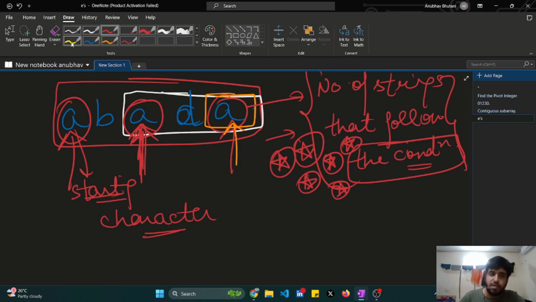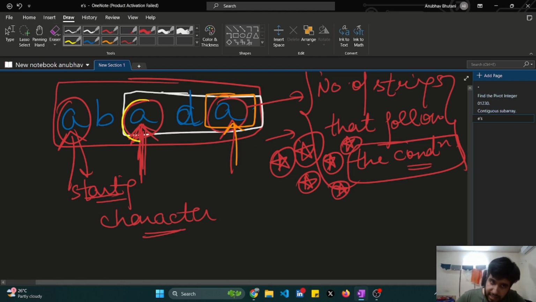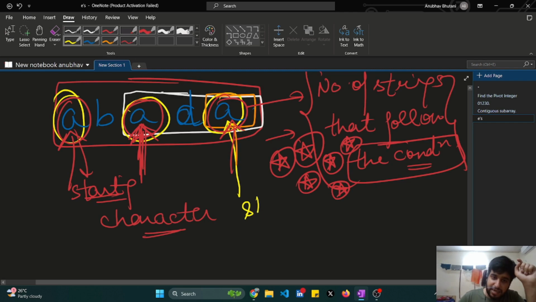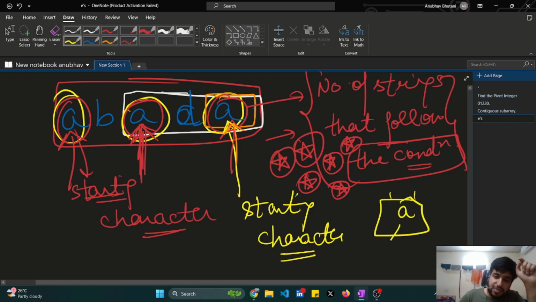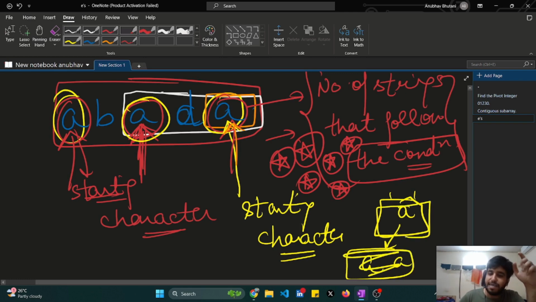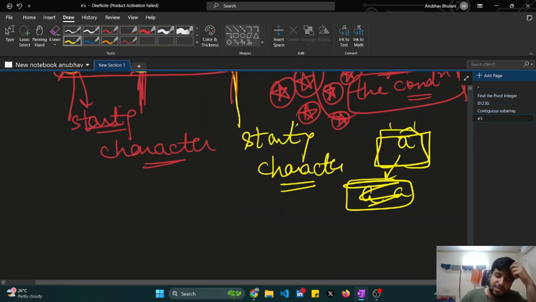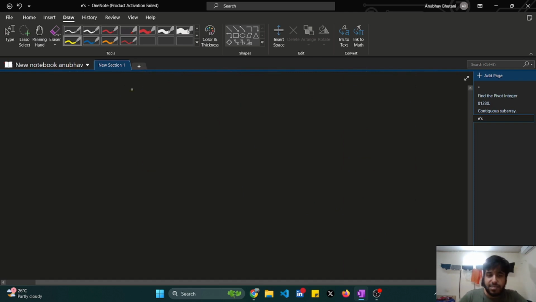And also if I just try to see, this can be my starting character, and if I have identified this, this can also be my starting character. How? Because if I consider the single character A, A is starting at A and ending at A. Okay, so A single is also added. So if I just try to do the dry run of this test case, a b a d a.